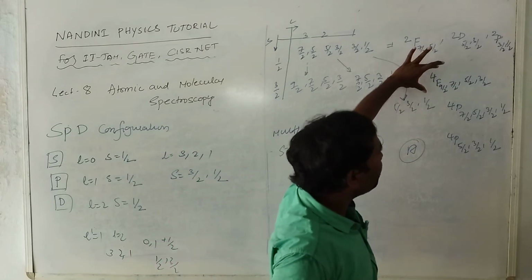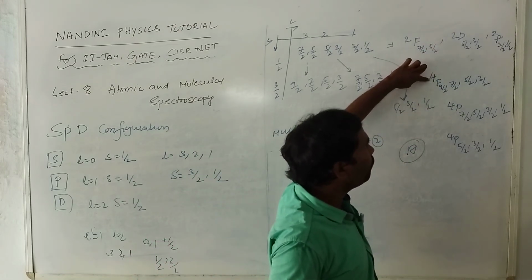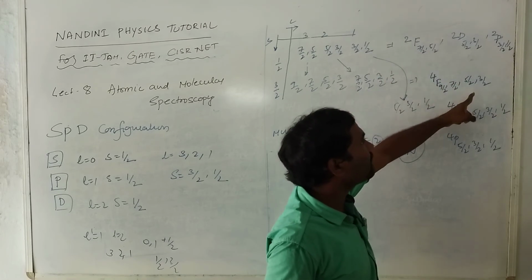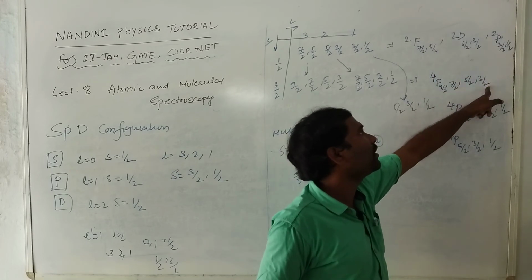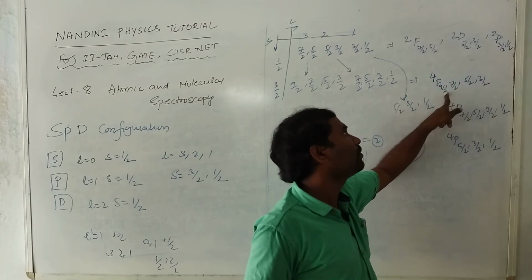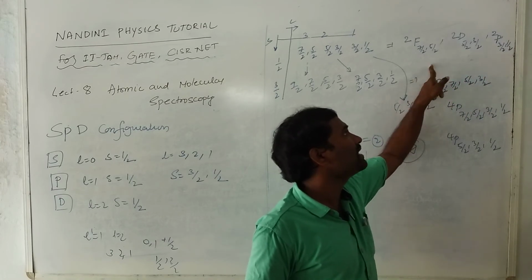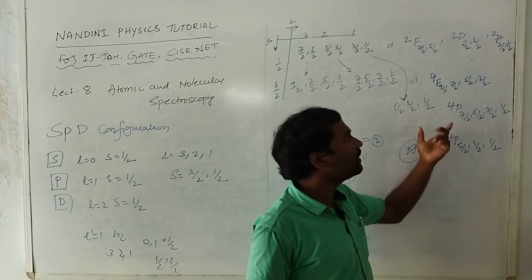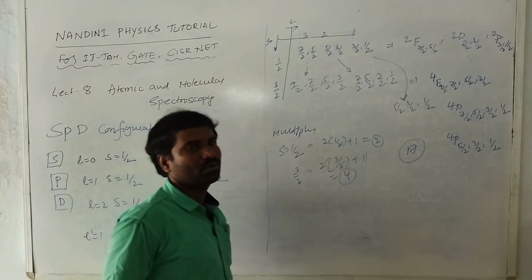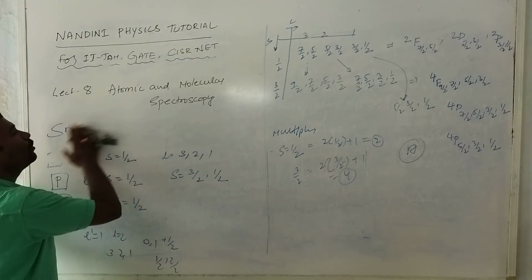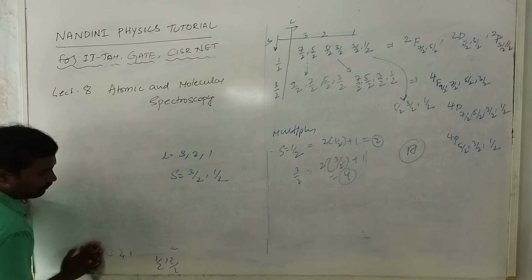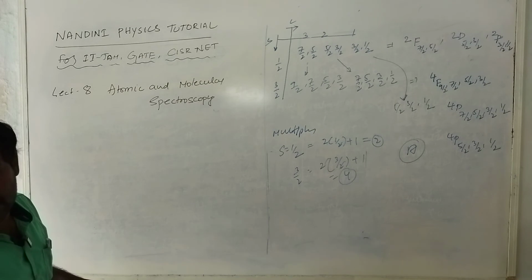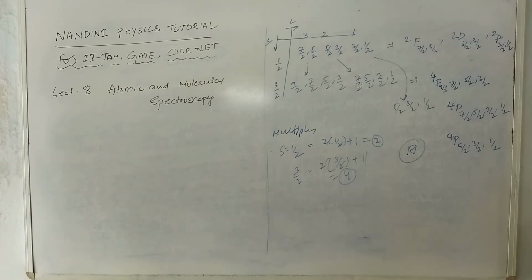So in this, suppose if you take the example 4F 9 by 2, 7 by 2, 5 by 2, 3 by 2, in this spectral term, which one represents the ground state? So I don't know how to find out the ground state energy. So the ground state spectral term. Okay, for that purpose, one rule is very helpful to identify the ground state. That is called Hund's rule. Okay. Right now I will explain finding the spectral terms by using Hund's rules. Okay.